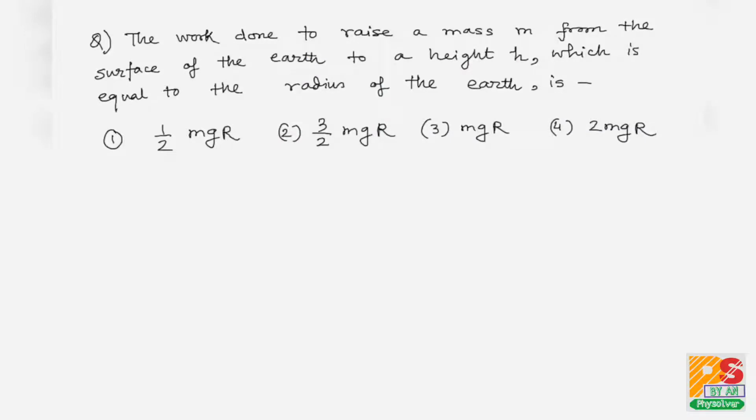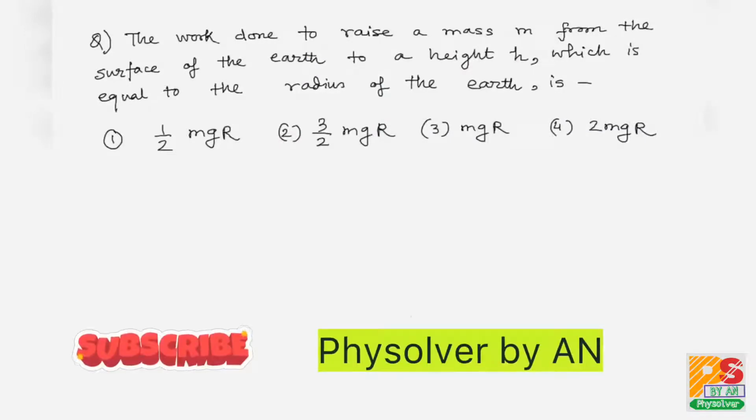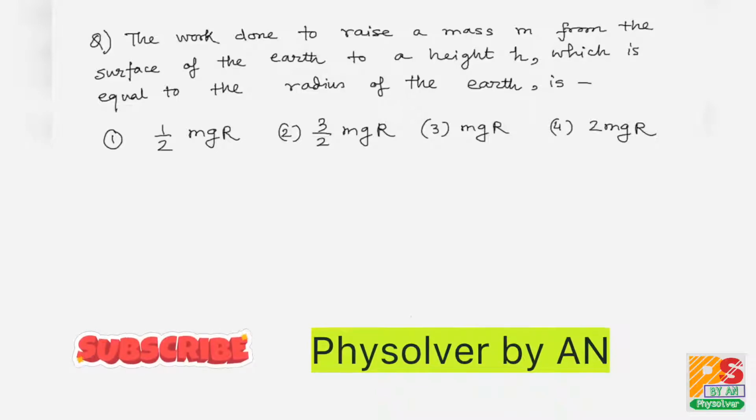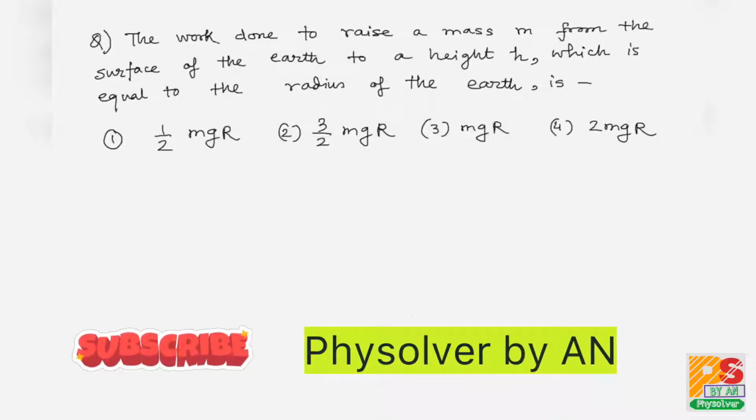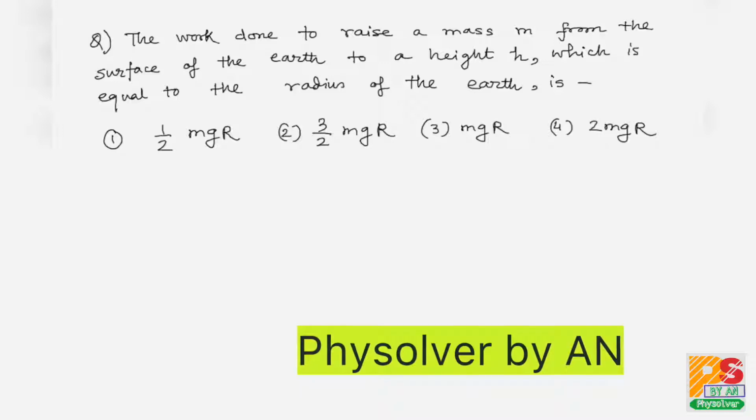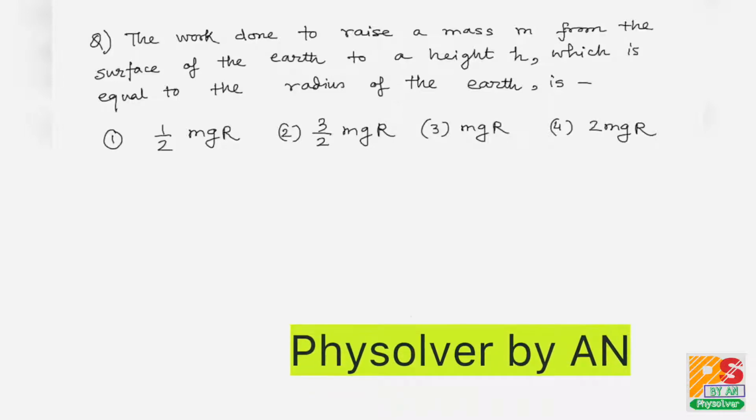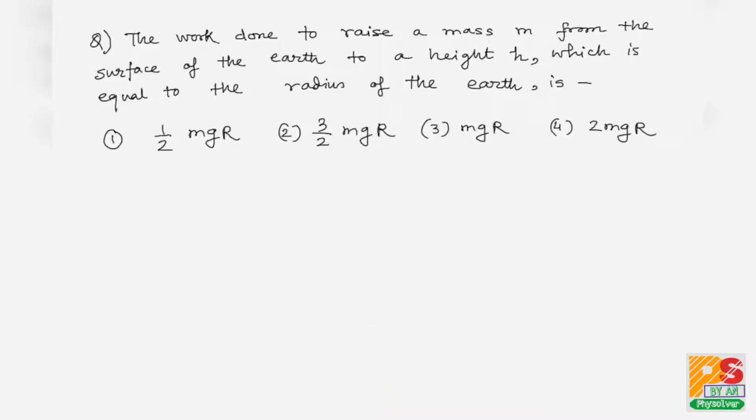Hello students, the question is: the work done to raise a mass m from the surface of the earth to a height h, which is equal to the radius of the earth, is. The options are given.